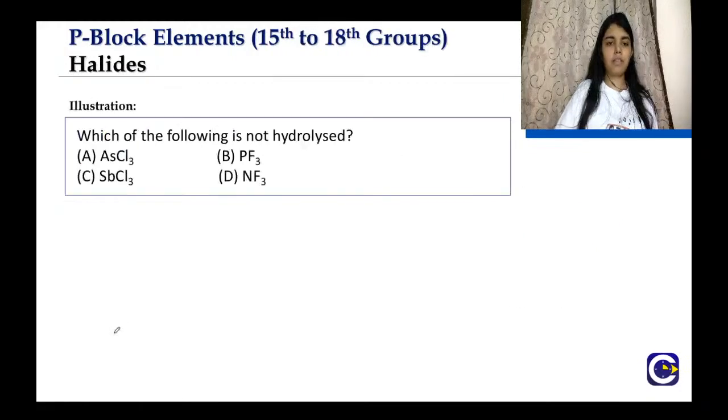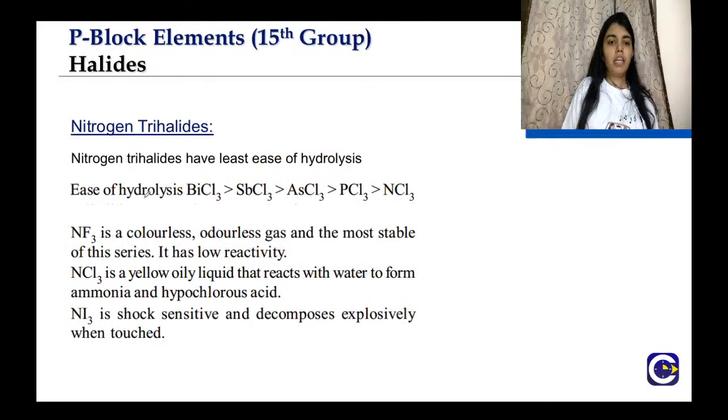Question is, which of the following is not hydrolyzed? We have already learned that NX3 cannot be hydrolyzed due to the non-availability of the vacant orbital. So the option is D here. Now, nitrogen trihalides have the least ease of hydrolysis. Here the ease of hydrolysis goes BiCl3, SbCl3, AsCl3, PCl3 and then NCl3, which cannot be hydrolyzed basically. So ease of hydrolysis increases down the group.